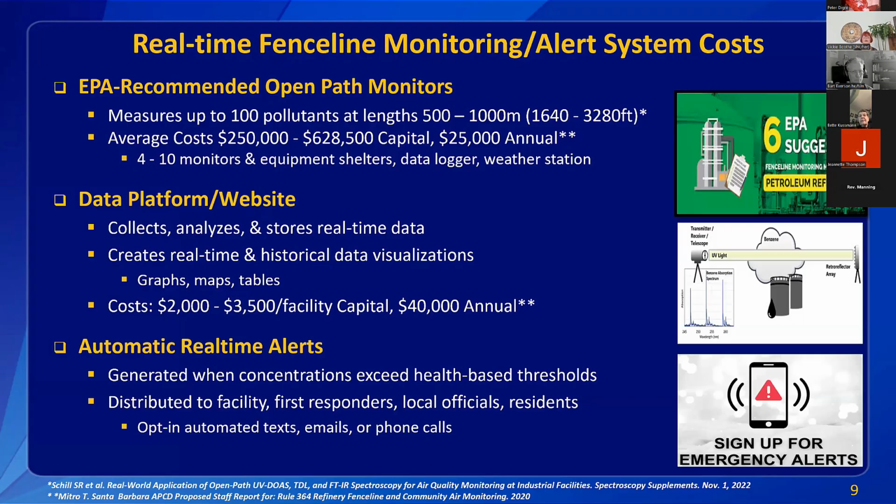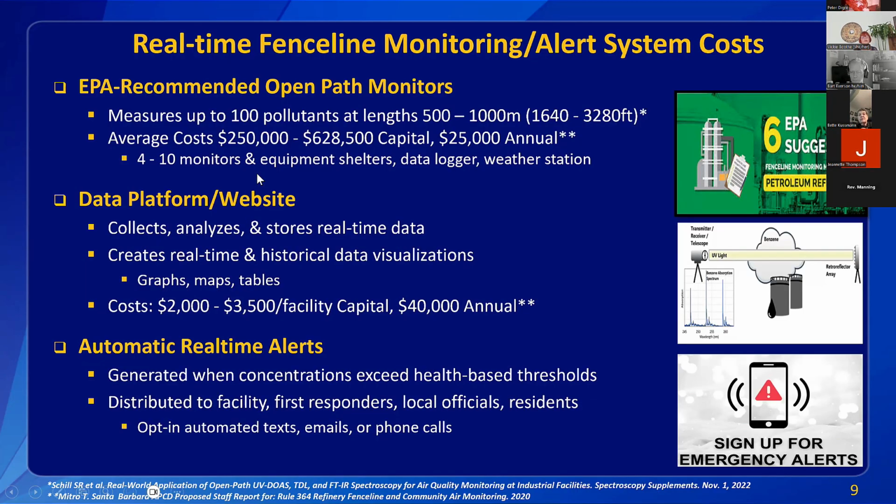So let's move to what these systems cost. And there's been a lot of conversation, and that's actually the factor that's killed the previous 4 bills that were introduced. So as a reminder, these recommended monitors simultaneously measure up to 100 pollutants at leaks from 500 to 1,000 meters. And if you're like me and have a hard time imagining how long 1,000 meters is, this is equivalent to the length of 5 to 10 football fields, so very large areas.